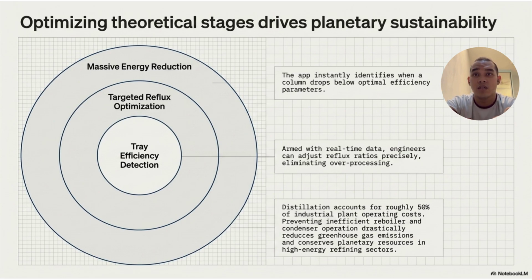In other words, improving column efficiency doesn't just benefit the plant economically, it also supports global sustainability goals by reducing the environmental footprint of industrial operations. Overall, our application demonstrates how a simple improvement in monitoring and optimization can create a ripple effect, leading from better tray performance to lower energy consumption and ultimately a more sustainable chemical process.